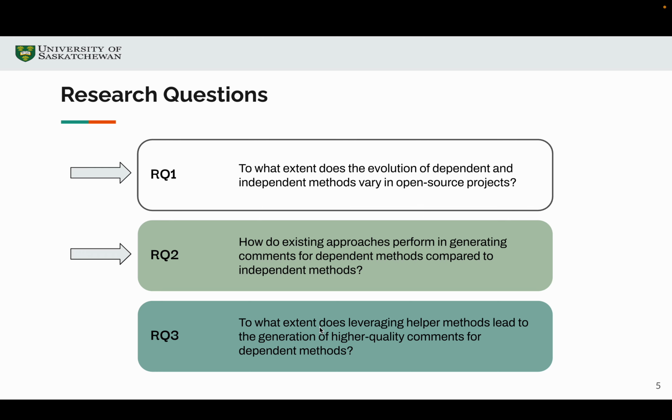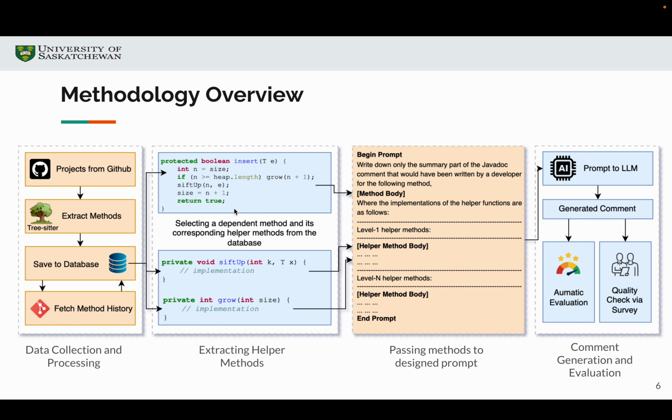Okay, and this is the methodology overview for our study. First, we mined 10 GitHub Java projects based on popularity, and then we extracted all the methods from the projects by using a parser called Tree-sitter. After that, we also extracted the dependent methods and independent methods, and for dependent methods we also tagged the helper methods by running scripts, and then finally we saved them in a database.